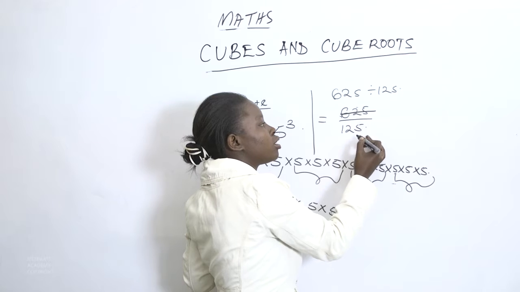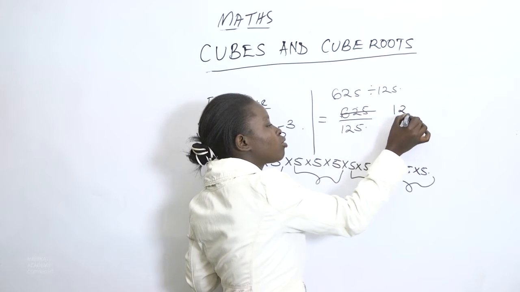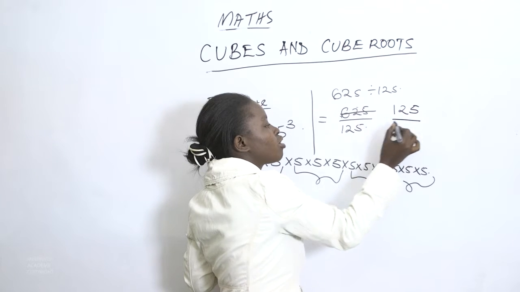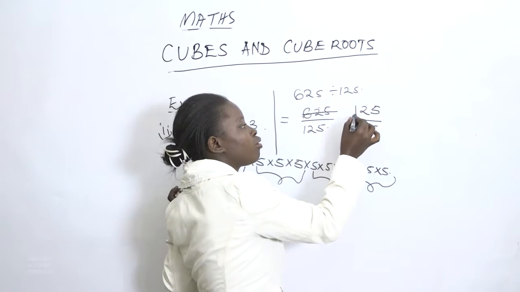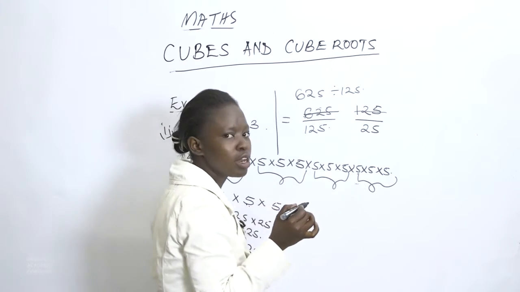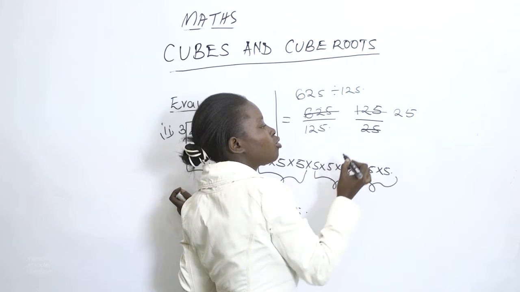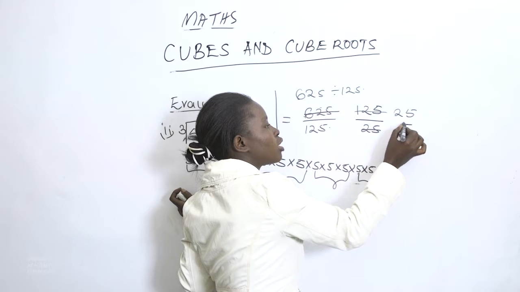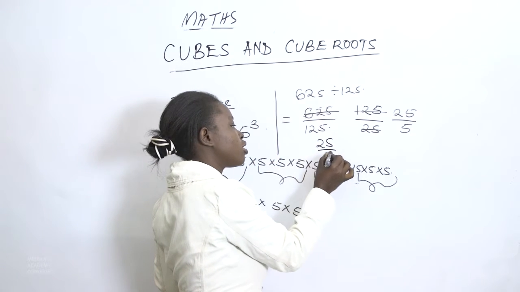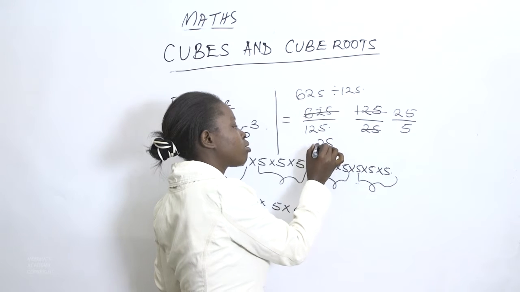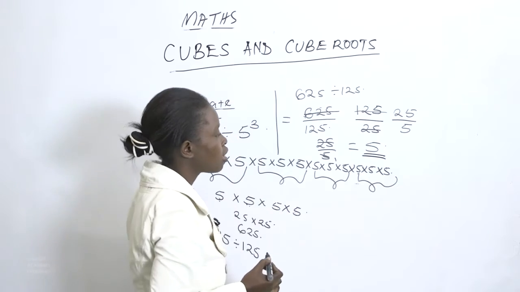5 into 625, this is 125. 5 into 125, 25 times. Then still 5 can simplify. 5 into 125, we have 25. 5 into 25, that is 5. Then if I simplify further, I have 25 over 5. So this means that 5 into 25, 5 times. So my answer is 5.